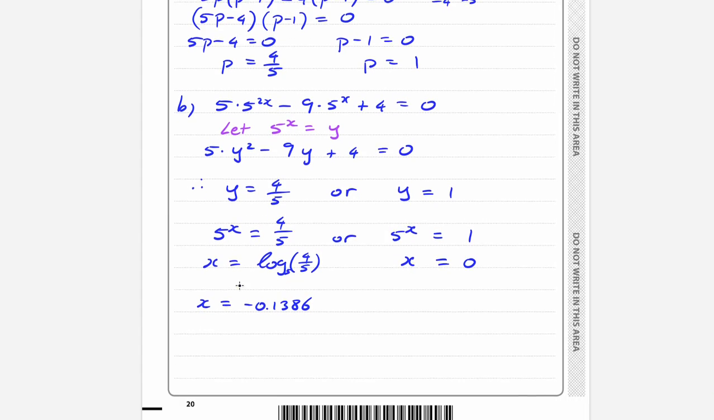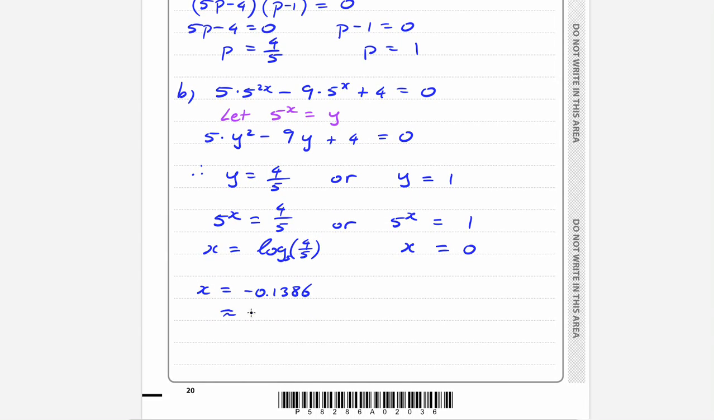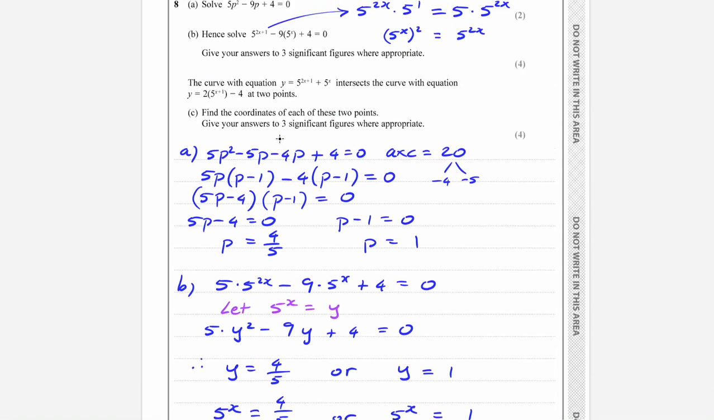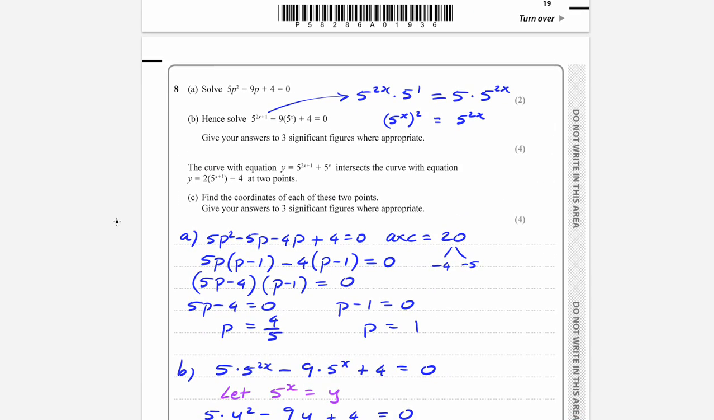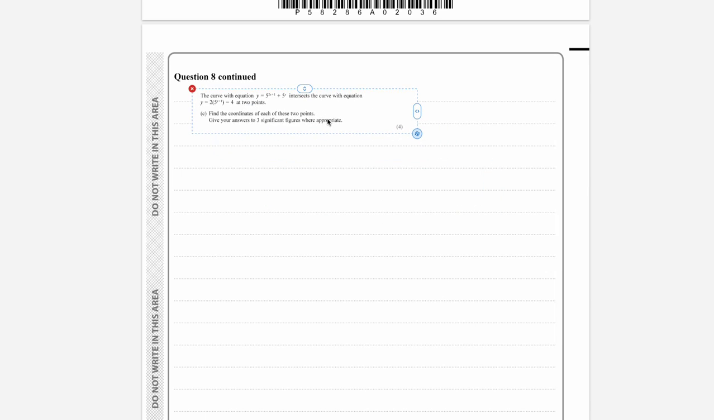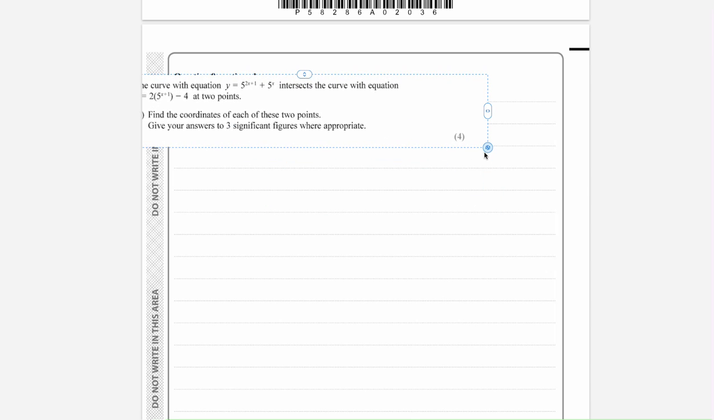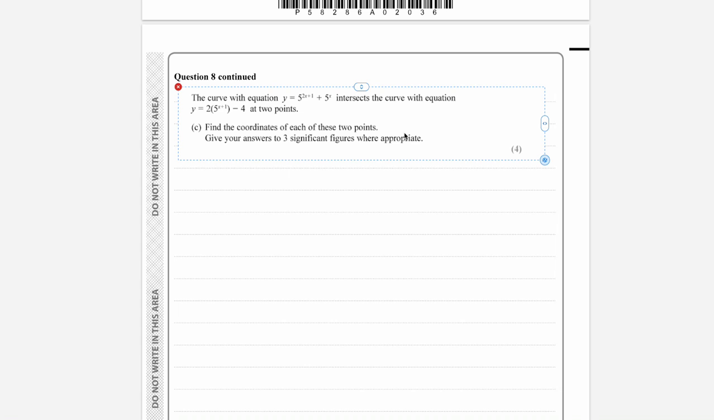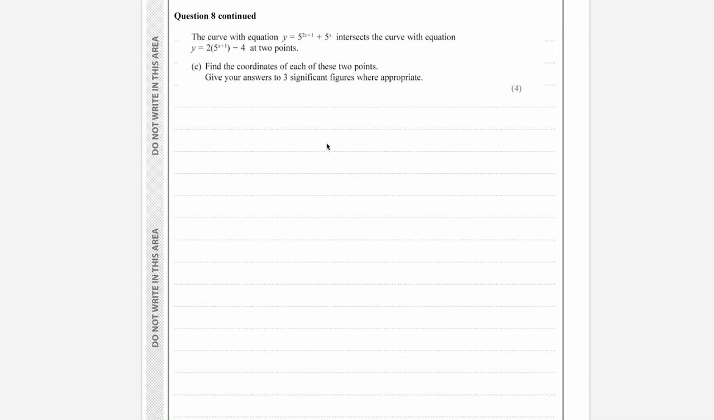Okay, he says 3 significant figures, guys, so let's just change that to negative 0.139. Then he says the curve with this equation intersects with this at 2 points. Find the coordinates of these 2 points.